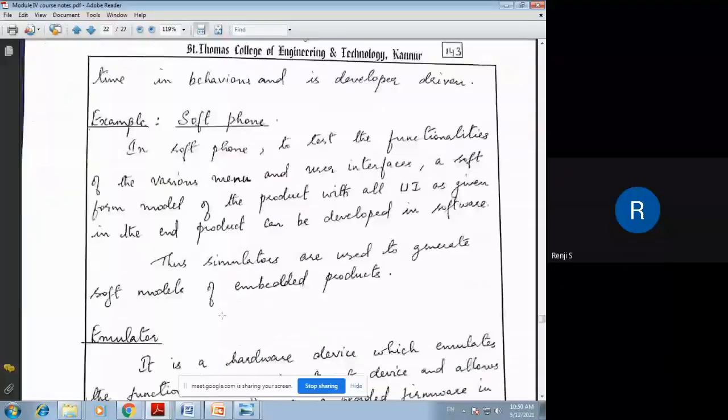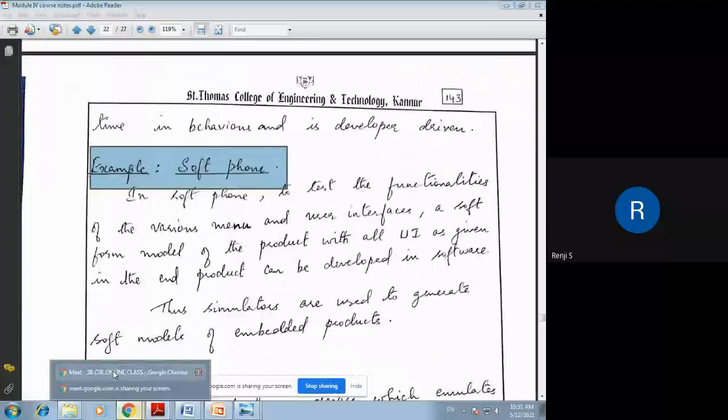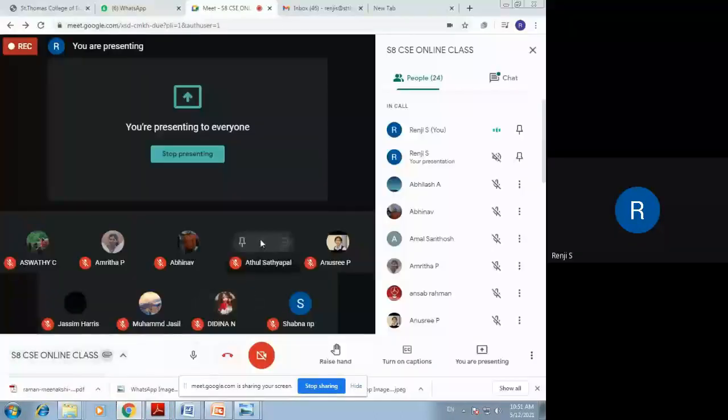An example of a simulator is the soft phone. Have you heard of soft phones? Anyone? Have you seen a soft phone? What is a soft phone? People who have been doing projects might know what it is.